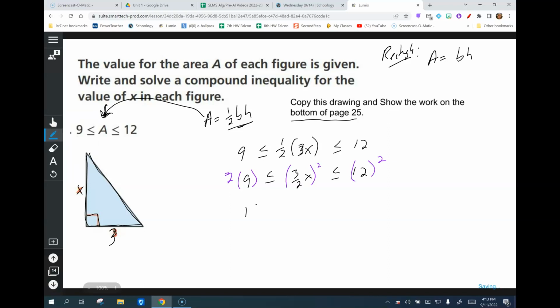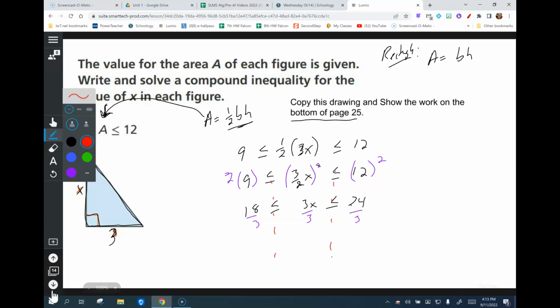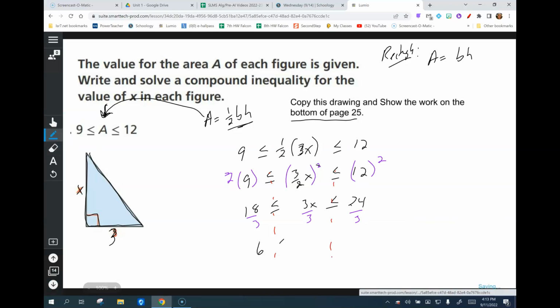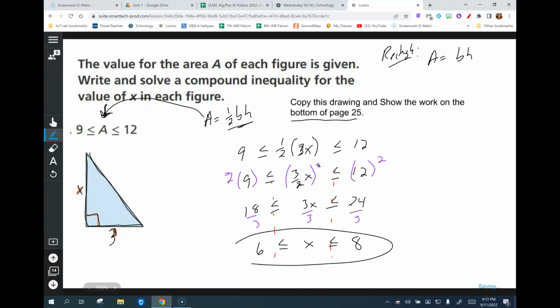So I get 18 is less than or equal to, my 2's cancel. Then I'm going to divide each term by 3, because remember, I didn't do it, but I should have made my little parts, so I remember that. So I get 6 is less than or equal to x, which is less than or equal to 8. So write and solve a compound inequality for the value of x in each figure, and there it is.